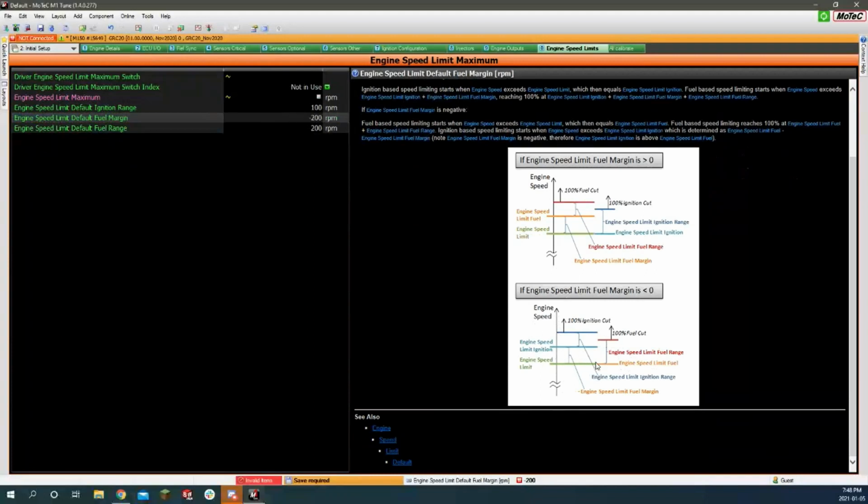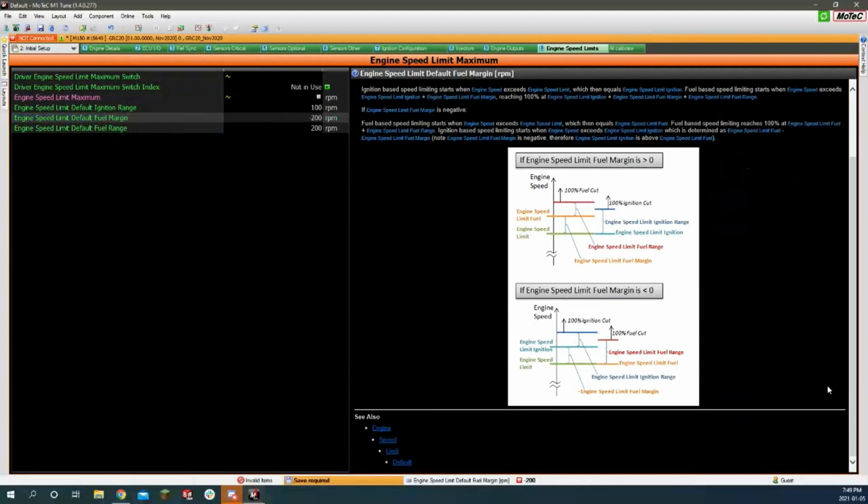And engine speed limit ignition, well, it has the ignition range, so 100 RPM. So if it keeps climbing over the next 100 RPM, it starts to cut ignition in case something goes wrong and the fuel doesn't slow it down. But at that point, it shouldn't be getting fuel, so an ignition cut is not expected to damage the engine. And even if it does cause explosions in the exhaust, that happening is better than over revving your engine and breaking the connecting rod or something, floating a valve.